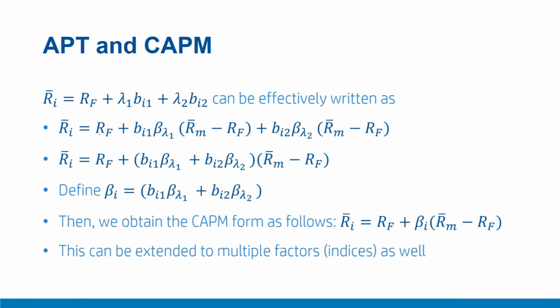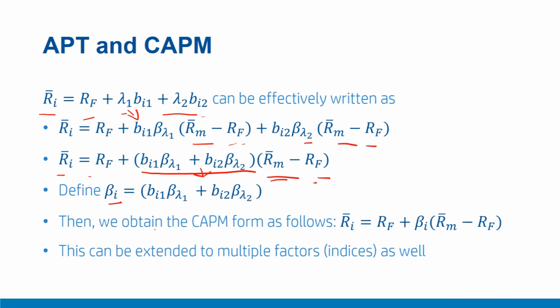With these expressions, we can simplify our APT model. Our original APT model is Ri bar equal to Rf plus lambda 1 bi1 plus lambda 2 bi2. We can simplify by substituting the values of lambda 1. Lambda 1 was beta lambda 1 into Rm bar minus Rf, and lambda 2 was beta lambda 2 times Rm bar minus Rf. Simplifying this expression, we can take out Rm bar minus Rf, which is common to both these terms, and therefore the resulting expression is Ri bar equal to Rf plus this combined term into Rm bar minus Rf. Let's simplify this and call it beta I.